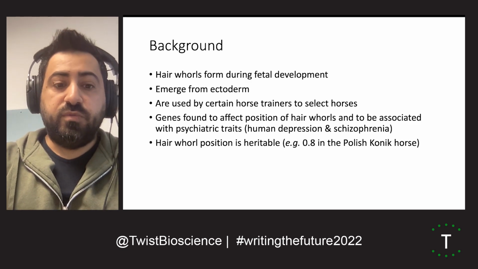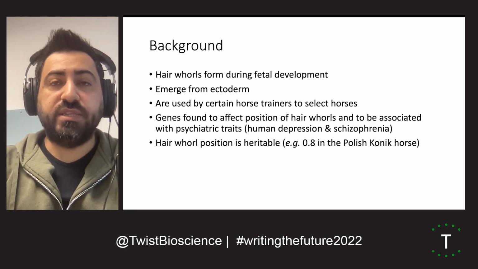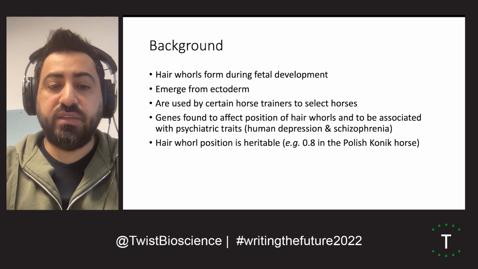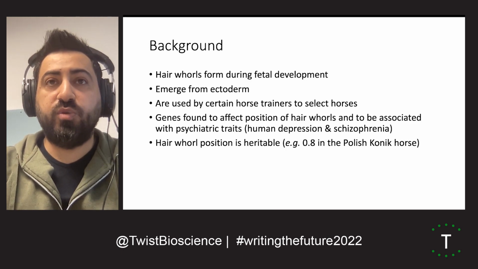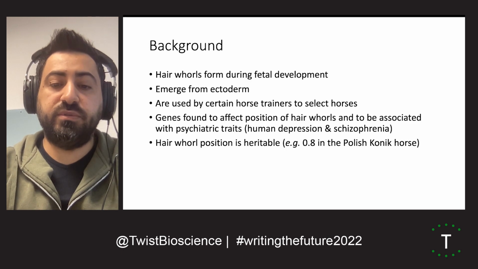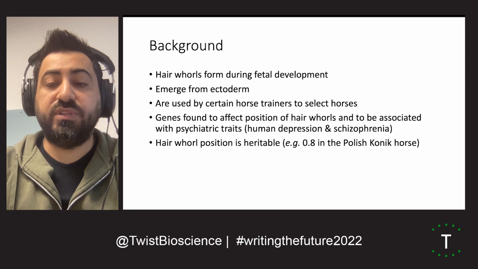Genes also were found to affect the position of the hair whorls, and the same genes were found to be associated with psychiatric traits in humans, such as depression and schizophrenia. And the hair whorl is also heritable. For example, the heritability was found to be 0.8 in Polish Konik horses.